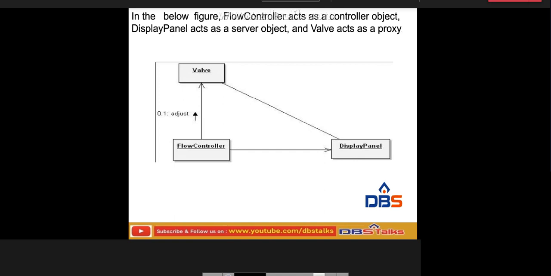Whenever the class name is underlined, we can easily identify it as an object. An object is an instance of a class. So there are three different objects. The first one is the flow controller, which acts as a controller object. Next, the display panel acts as a server object, and the valve acts as a proxy. These are the types of objects.